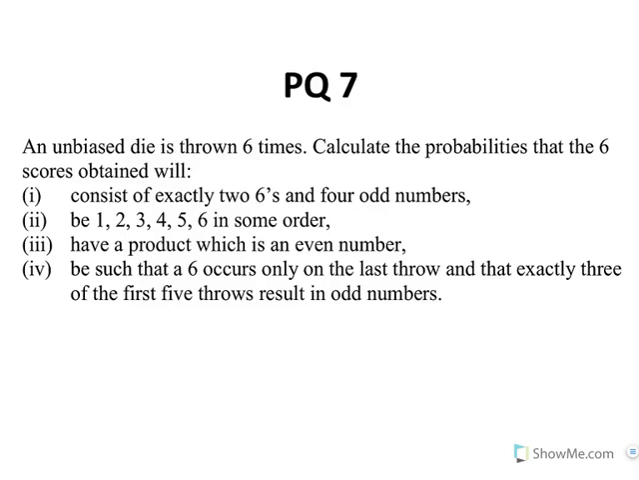I throw an unbiased die 6 times. I calculate the probability that the 6 scores obtained will consist of exactly 2 sixes and 4 odd numbers. Okay, so first of all, you think about it: I'm throwing something 6 times.